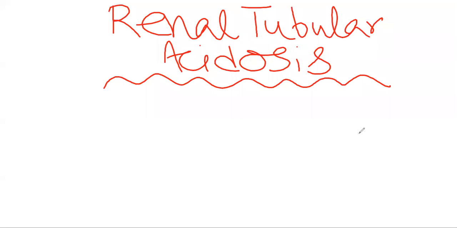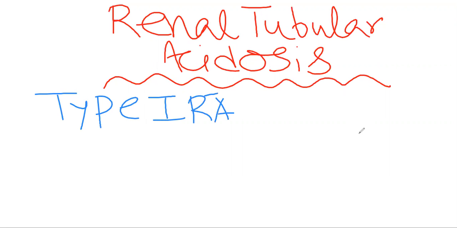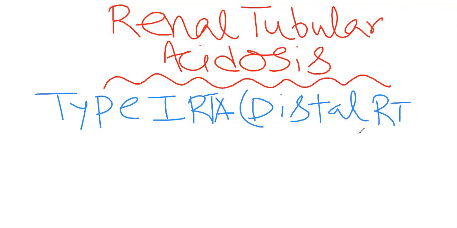Hello everybody. Today our topic of discussion is renal tubular acidosis. What are the different types of renal tubular acidosis that we need to know first? First is type 1. Type 1 renal tubular acidosis, also known as distal renal tubular acidosis, is due to disturbance in the distal part of the nephron, that is the distal convoluted tubule as well as the collecting duct.